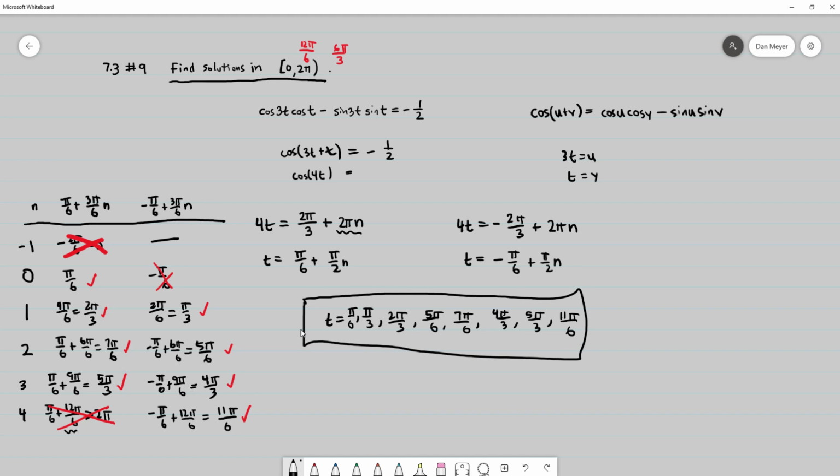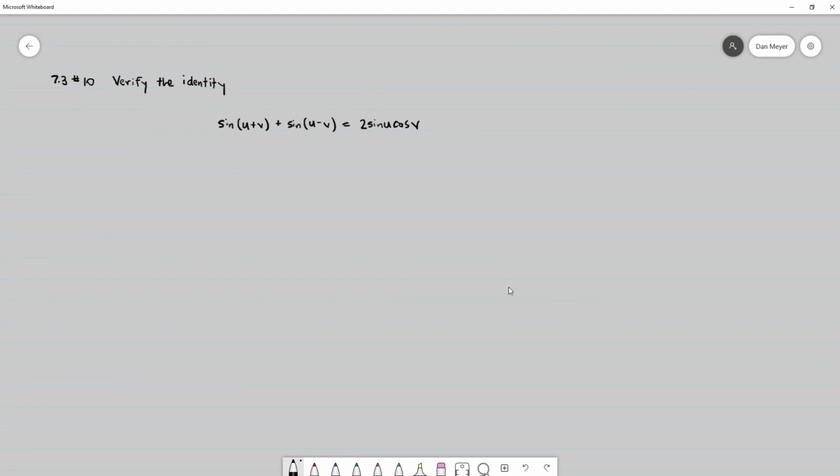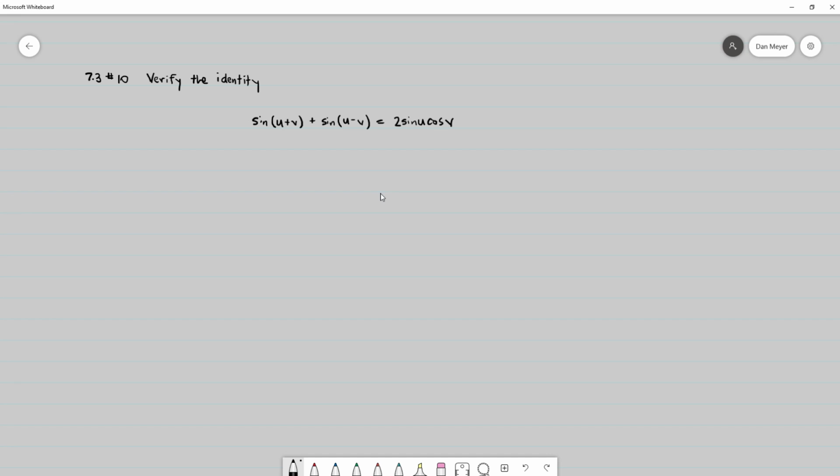Now, I guess it was the very first step was using an angle addition formula, but the rest of this was straight up 7.2. Moving on to the next problem. I'm glad we didn't do that one in class. That one took a little bit longer than I had anticipated. We want to verify the identity. And this one's just going to be straightforward using the addition and subtraction formulas for sine.